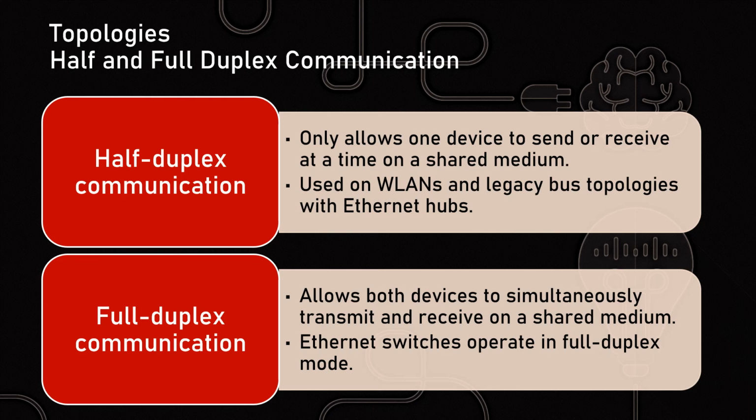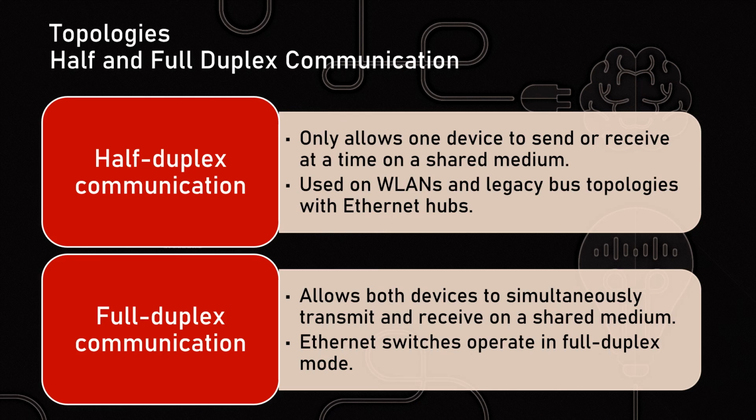With half duplex communication, we can send or receive, but we can only do it one at a time. So that's much more like what we expect to see for something like a walkie-talkie. This is what we use on wireless LANs as well as legacy bus topologies with hubs. Full duplex communication is what more of us are used to. It's very much like a standard telephone conversation where you can simultaneously transmit and receive on the same medium.